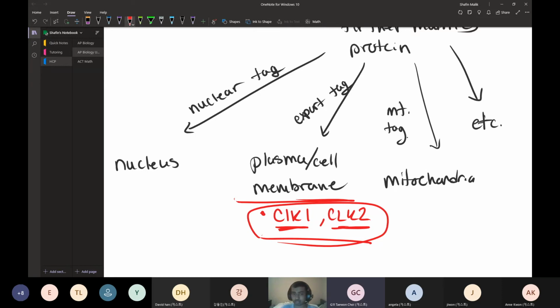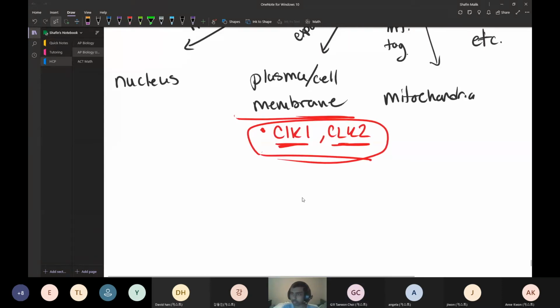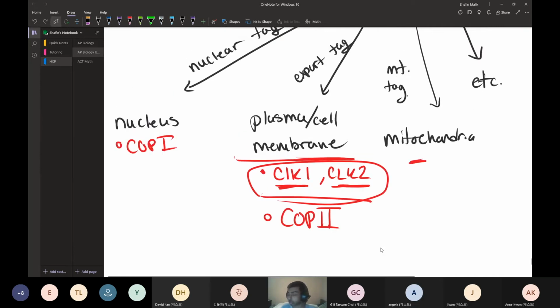Okay. All right, thanks. And then another one he asked for an example was there's one called COP2. So COP2 is another example. And then for the nucleus, I think there's one called COP1 is a tag. I don't remember any of the names for the mitochondria tags. So none of these things I just wrote in red right now, you don't need to know any of them.